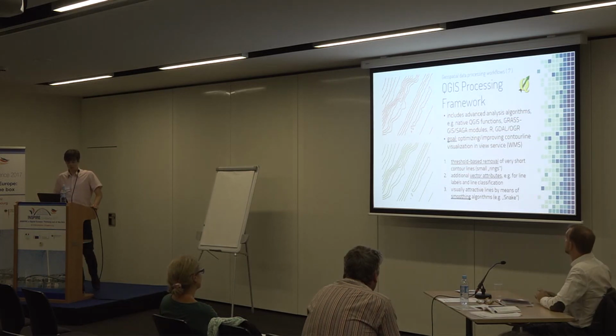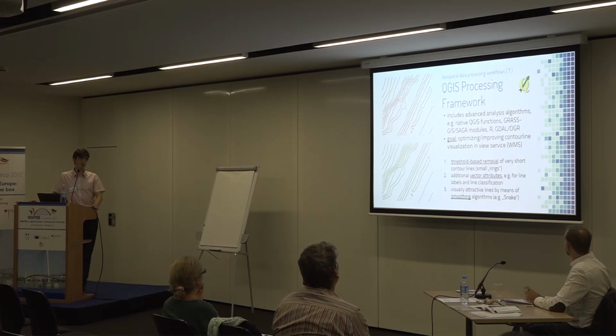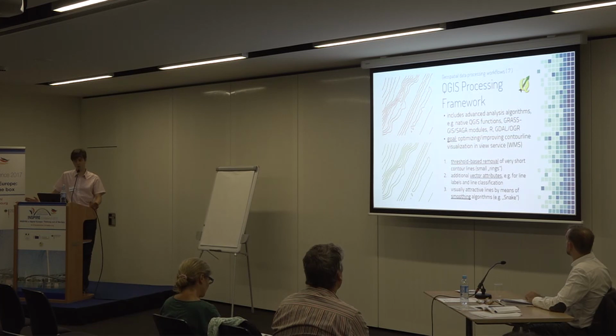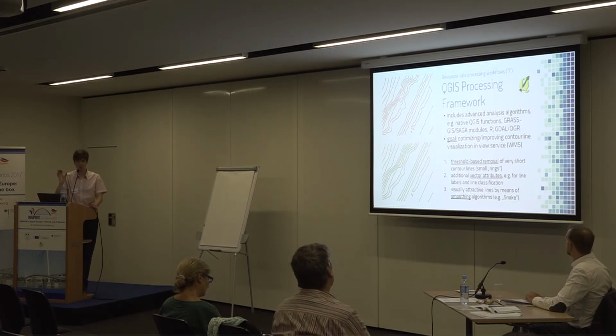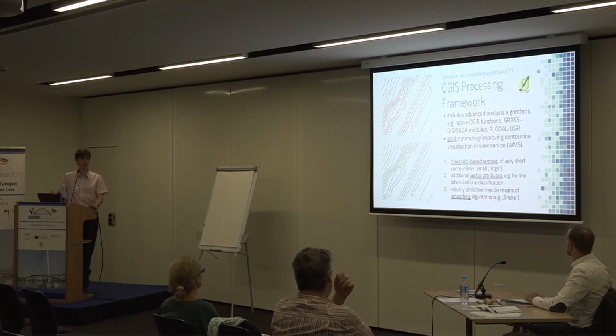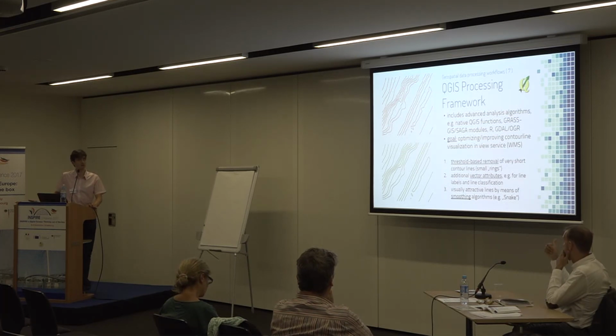Some last words about a kind of post-processing steps in case of these contour lines. As you can see on the top, the red lines are contour lines which are not looking very well because of the edges in the lines, and for visualization purposes, we are doing some optimization to smooth these lines and to eliminate some very small contour lines just for the WMS, just for visualization purposes. And therefore we are using QGIS with this extension named Processing Framework, which includes a lot of analysis algorithms.